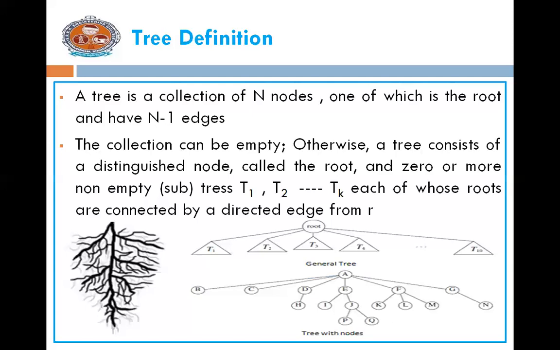Suppose if you take T3, the T3 subtree is having two nodes, that is D and H. So again it is represented as a subtree. Similarly, T4 is having a total of 5 nodes: E, I, J, P, Q. So again the total tree structure is represented, and the root of that subtree is connected with the root of the total tree, that is A. So this is how we will define a tree.